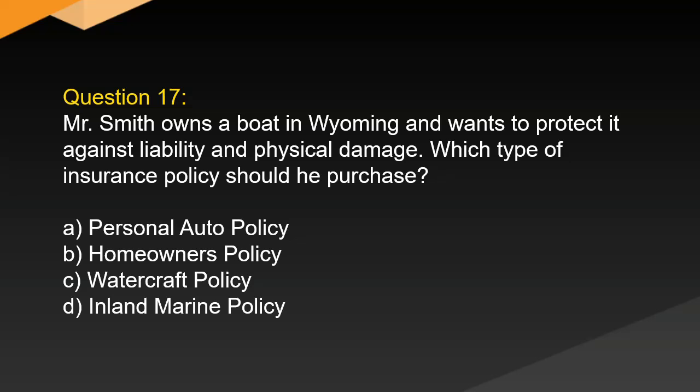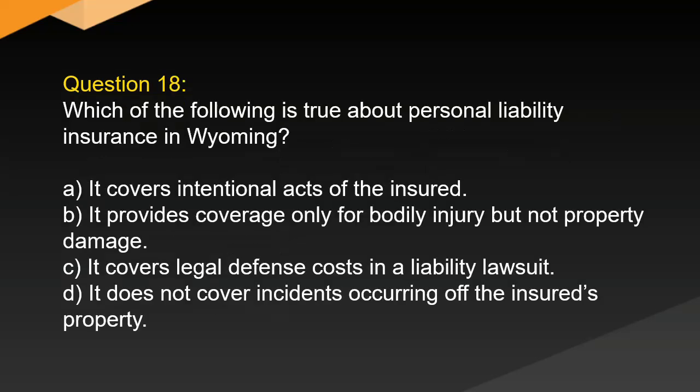Question 17. Mr. Smith owns a boat in Wyoming and wants to protect it against liability and physical damage. Which type of insurance policy should he purchase? A. Personal auto policy. B. Homeowner's policy. C. Watercraft policy. D. Inland marine policy.